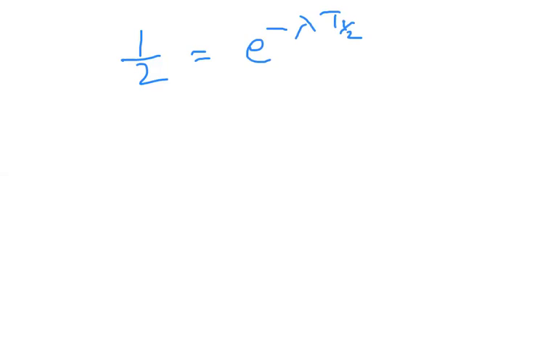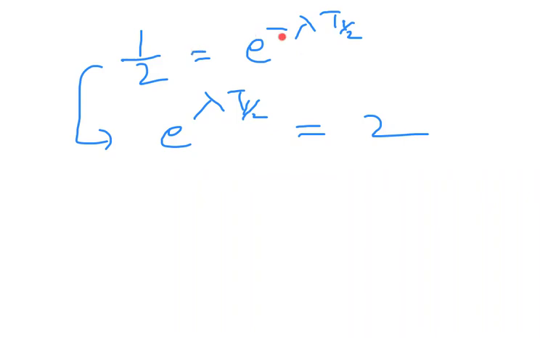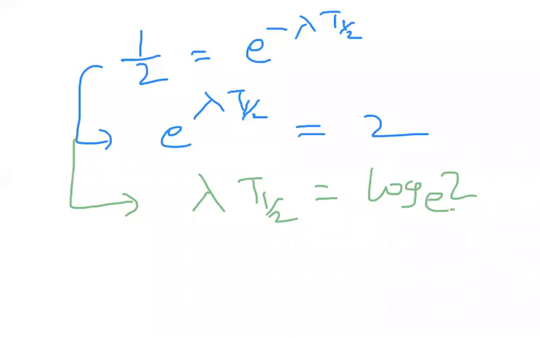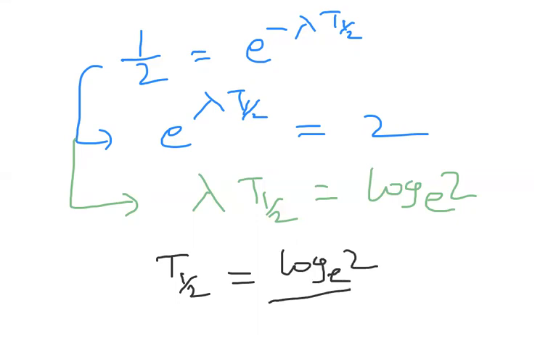So we can rewrite this as e power lambda t of half is equal to 2. The minus exponent moves to the other side and becomes plus, and the 2 from the denominator is cross multiplied to the numerator. From this, lambda t of half is equal to log 2 base e, since the exponential becomes a log on the other side. Now what is the t of half formula? T of half is log 2 base e by lambda.